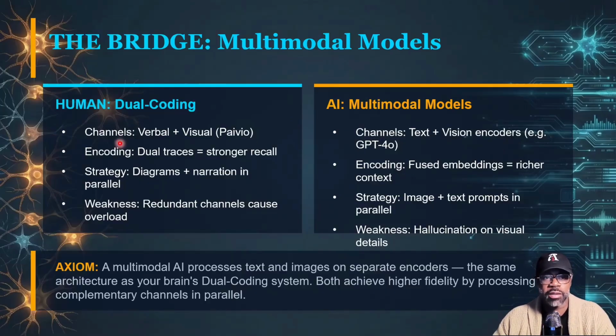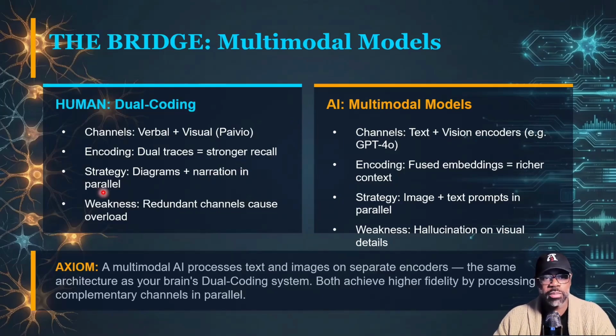On the human side, right, again, we still have those verbal and visual channels available to us, and the encoding is through dual traces of the 2 different channels, allowing for, again, stronger recall, increased bandwidth, more than one lane learning. Again, you're still limited to the bottleneck of the 4 chunks, but essentially you've got more throughput here.